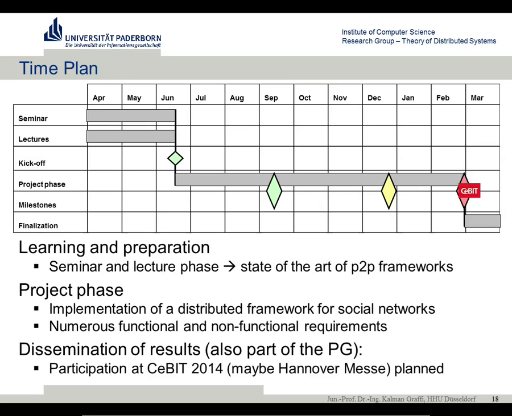So we will have a learning and preparation time, the seminar and lecture phase: state of the art of peer-to-peer frameworks. The goal is to have the seminars and lectures until mid or end of June. In the lecture, we will learn a lot of peer-to-peer background, and in the seminar, we will use this background information to try to find solutions to open questions.